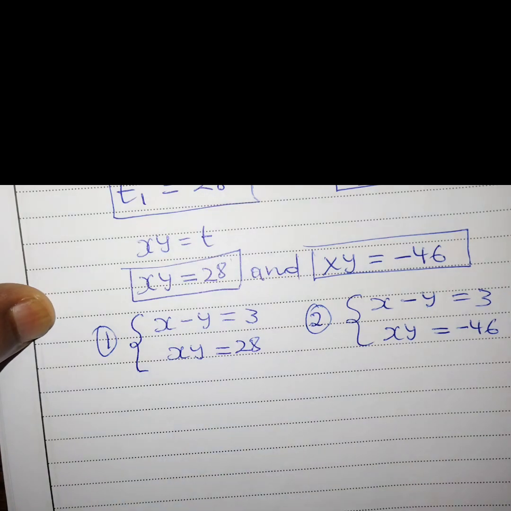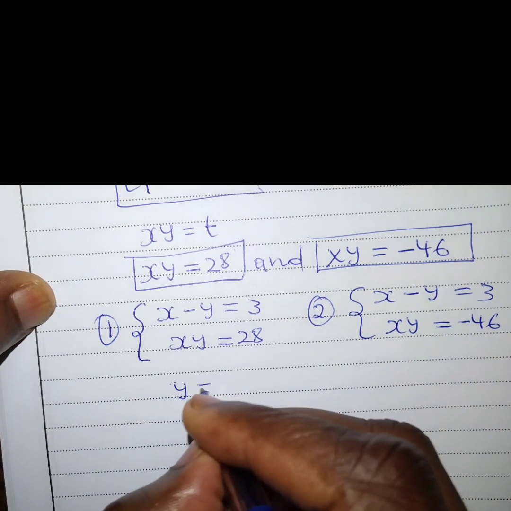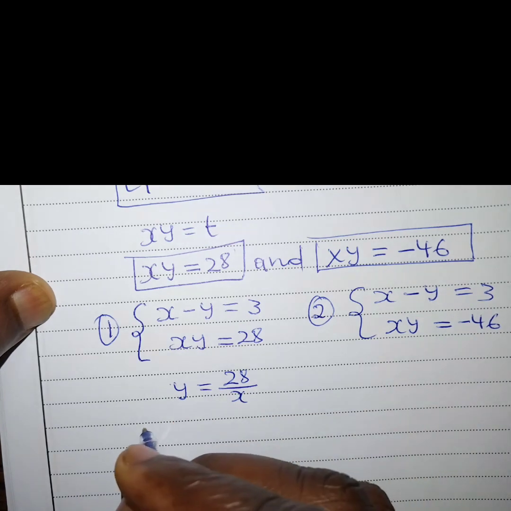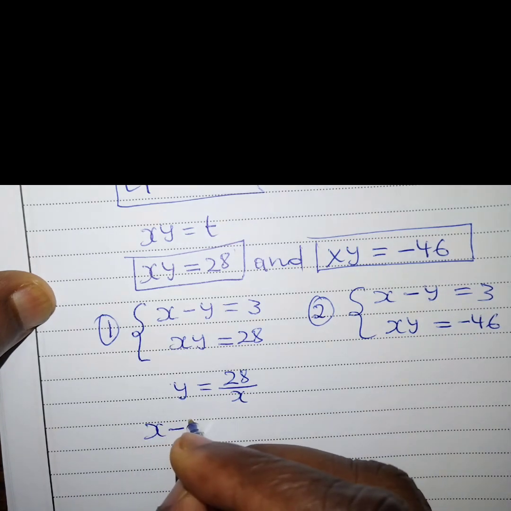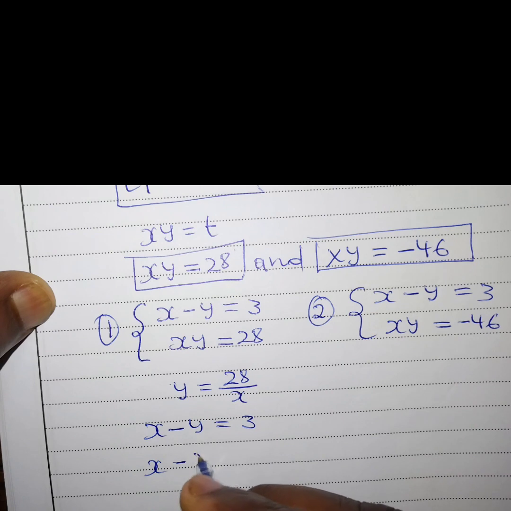So I'm going to take the first one. In the first one, y will be equal to 28 all over x. Then x minus y equals 3. I'll replace y by its value.